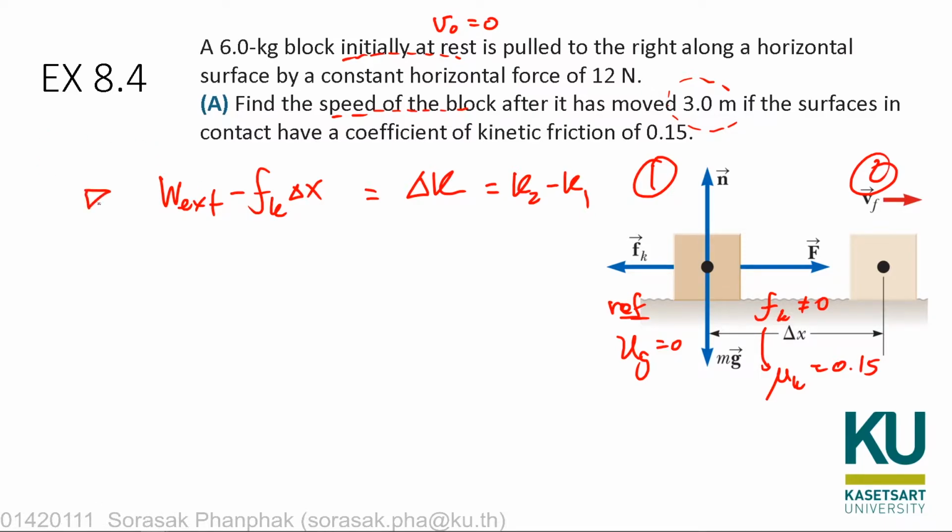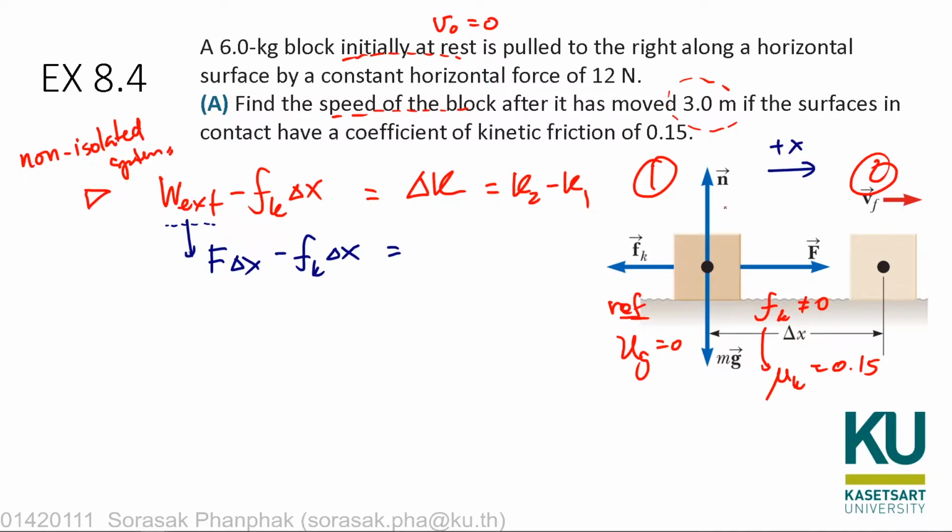If you look deeper into this part, this is now a non-isolated system. If it's non-isolated, you have the external work and it is reduced by the friction. The external force involved here is your F, pulling this part toward the delta X direction, which I take as a plus sign. So F delta X is your external work pulling this object, moving through the friction, which is Fk delta X, and that equals the change in kinetic energy. The V initial is 0, so this term is 0, so you get 1/2 m Vf squared.